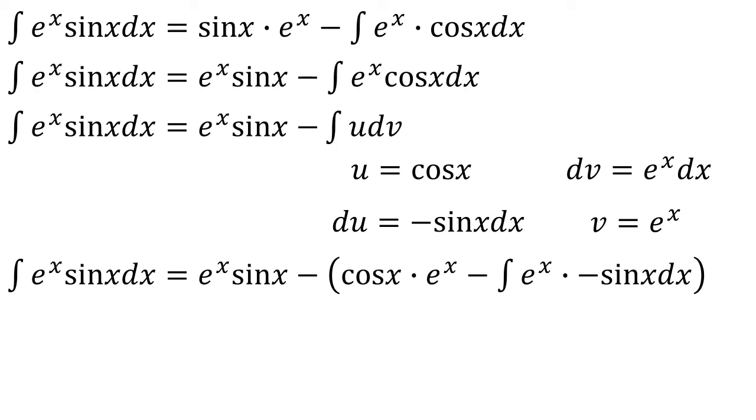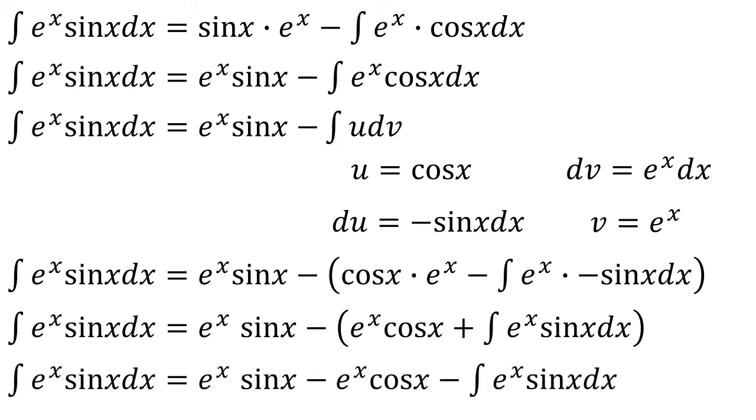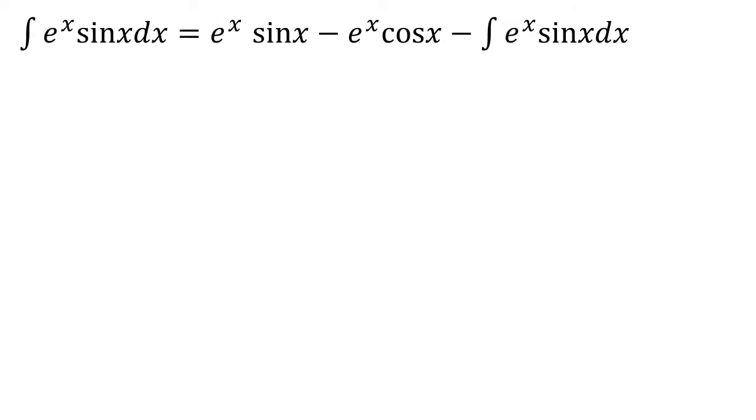Okay? So let us multiply those terms which need to be multiplied. So this will become the integral of e to the x sine x dx equals e to the x sine x minus e to the x cosine x plus the integral of e to the x sine x dx. Let us remove the parentheses. So our terms will become like this. The integral of e to the x sine x dx equals e to the x sine x minus e to the x cosine x minus the integral of e to the x sine x dx. So this is what we have obtained.